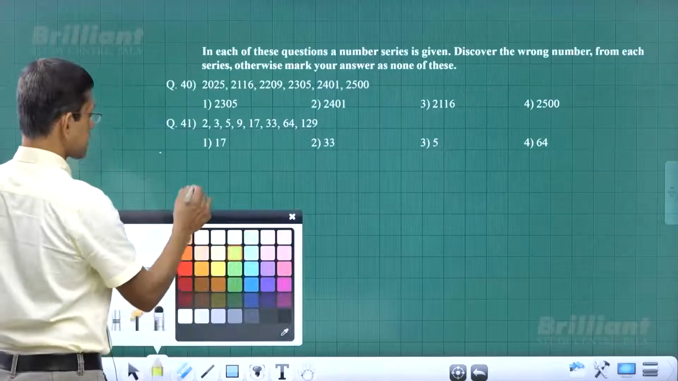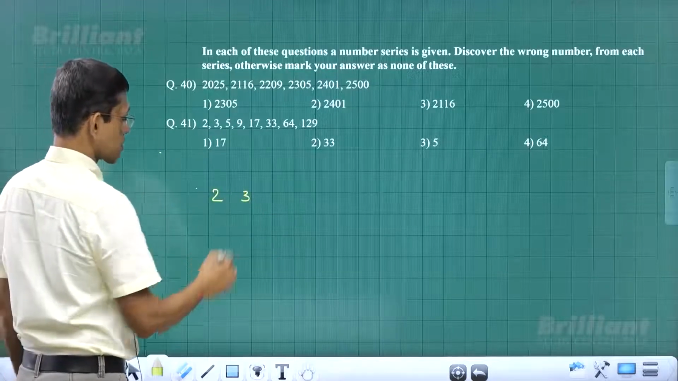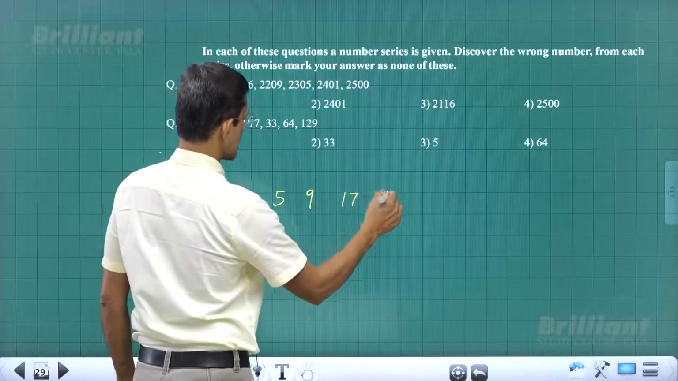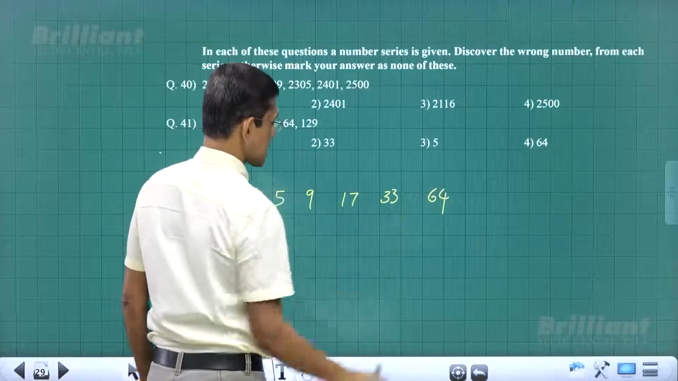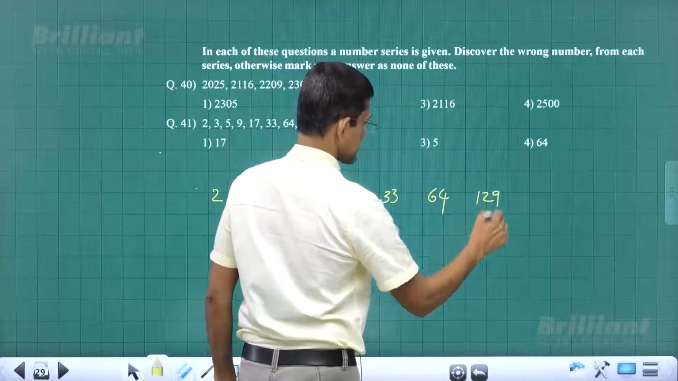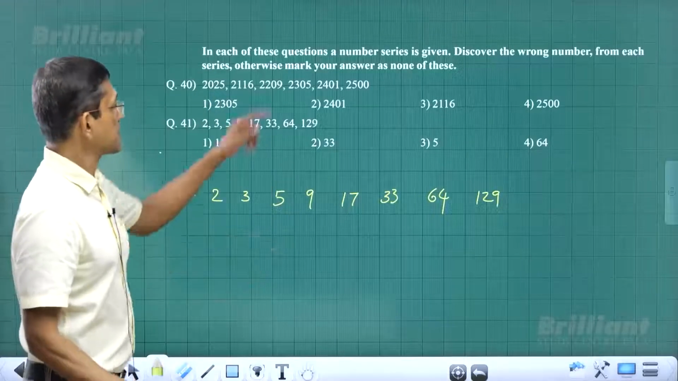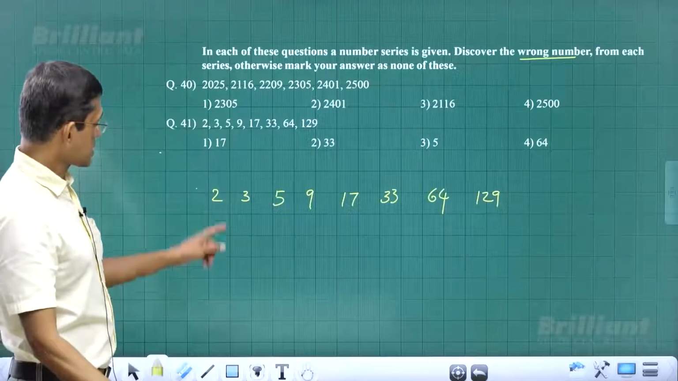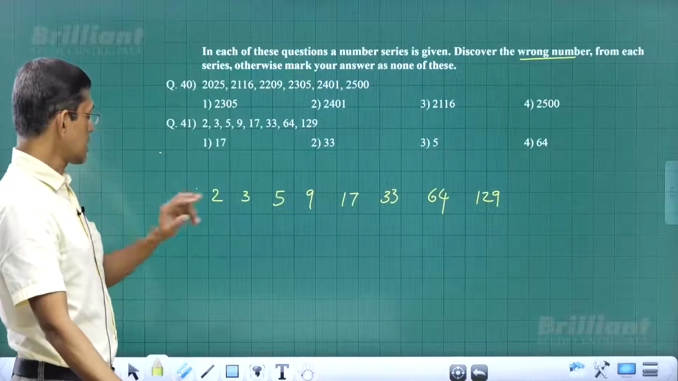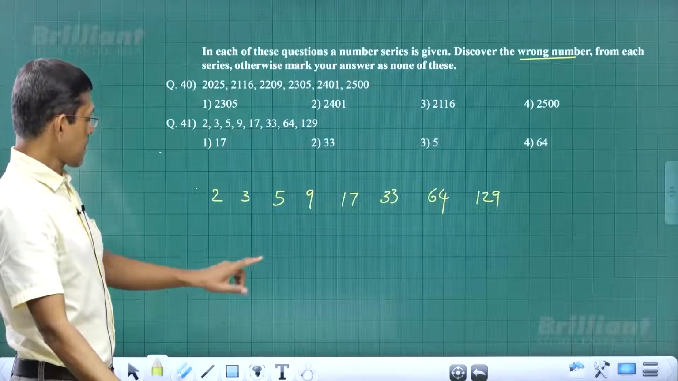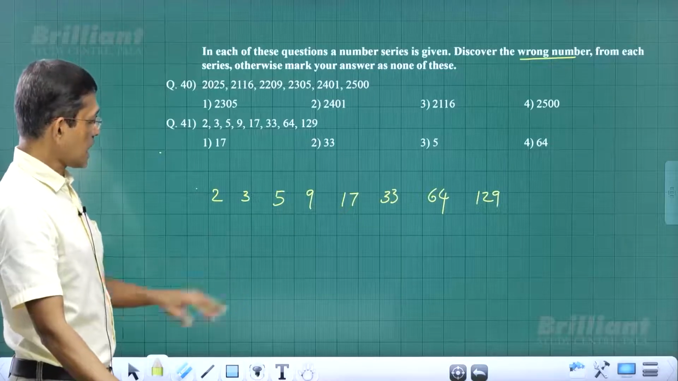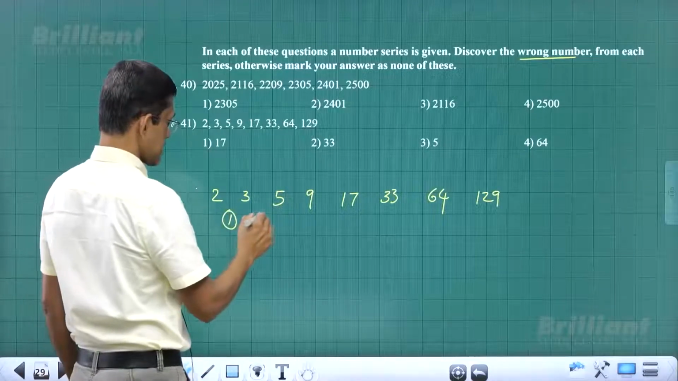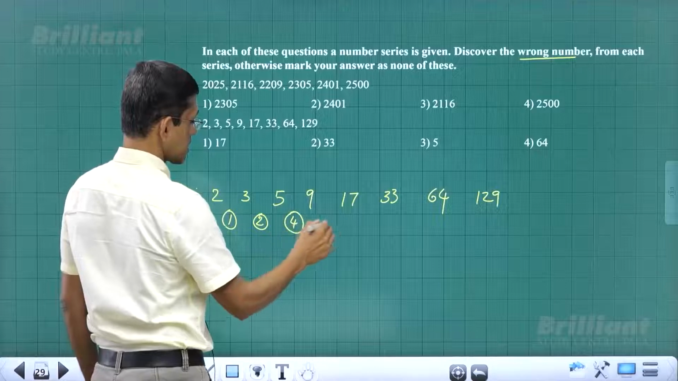If we get a pattern, that's easy for us to solve this question. 2, 3, 5, 9, 17, 33, 64, 129. We don't need to find the next number in the series. What we need to find is the wrong number in the series. So here, at a glance, what I see: 2 plus 1 is 3, difference is 1. 3 plus 2 is 5, difference is 2. Then 5 plus 4 is 9, difference is 4. Next 9 plus 8 is 17, right? So the differences are 1, 2, 4, 8.